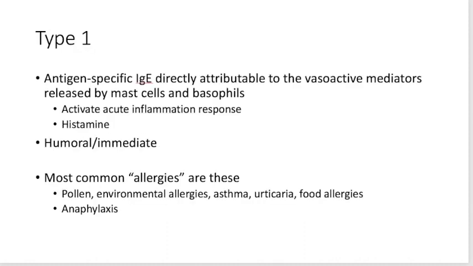Type 1 is an antigen and specific IgE, which is directly attributed to those vasoactive mediators released by mast cells and basophils. Remember how I said that IgE and mast cells have high affinity for each other? This would be a type 1 sensitivity reaction. Most type 1 reactions occur against environmental triggers such as pollen, environmental allergies, food allergies, and then we have the bad one, which is anaphylaxis.